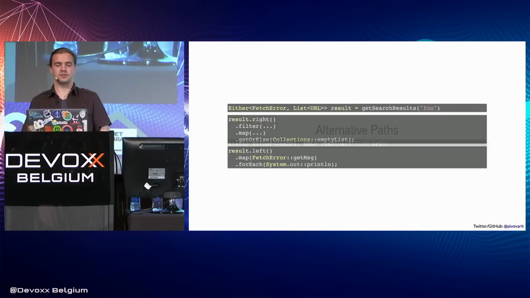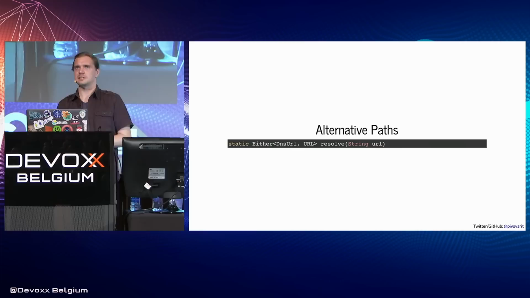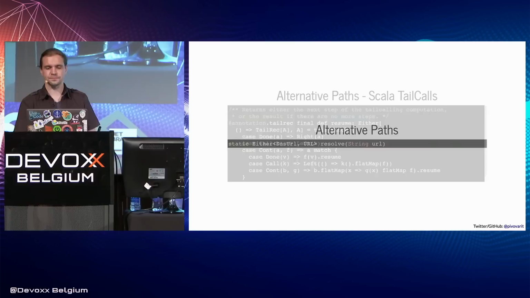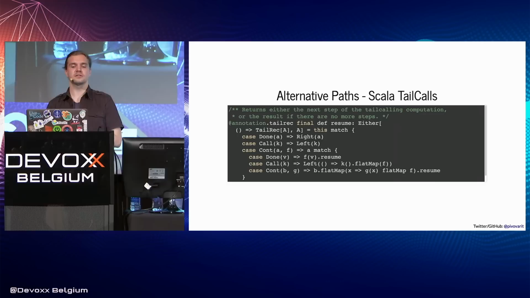What's really cool is that actually you can use Either not only for exception handling. It's also usable whenever you have a logic that actually diverges into two ways. You can think about DNS URL resolution. Well, you can either get it resolved or pointed to another DNS server. What's really cool is that you can see this used in practice, for example, in the Scala language itself. This is how tail recursion is done in Scala. Well, it's an Either. It's a kind of complicated example, but, well, it's used there.